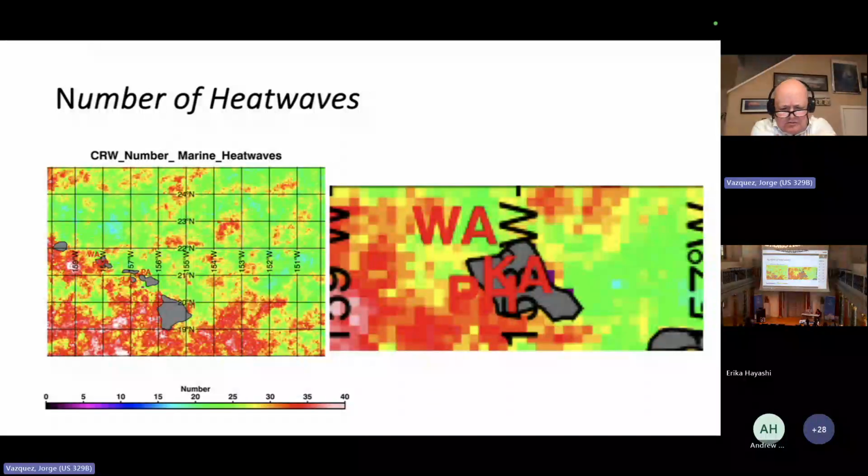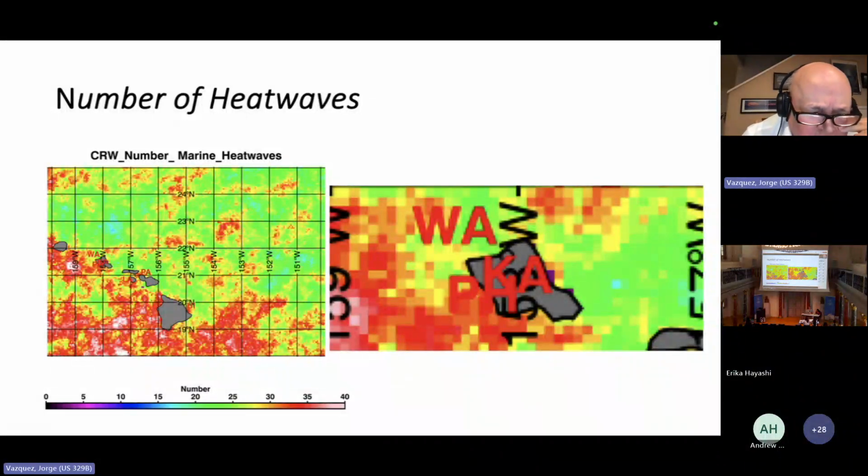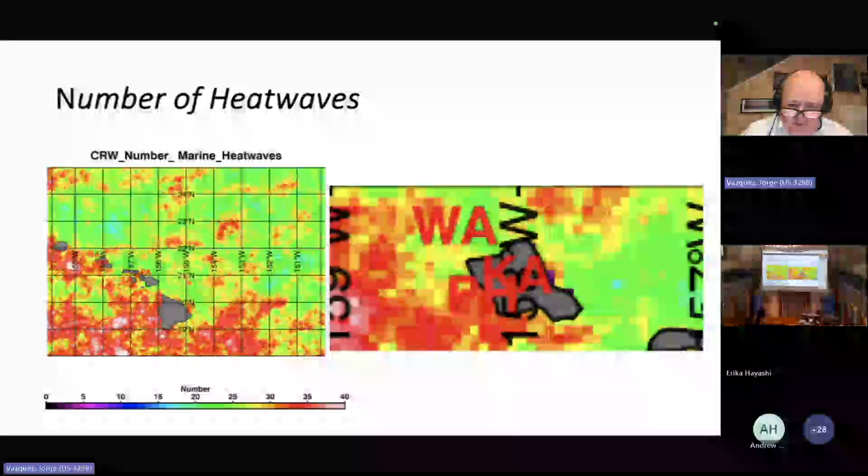And this summarizes the number of marine heat waves that were calculated based on the methodology of the 90th percentile. This is based on the Coral Reef Watch. And again, you see a significant number of marine heat waves, increasing during this period of time up to 40. And you'll see especially off of Oahu. So there's definitely impacts in coastal regions from these marine heat waves.